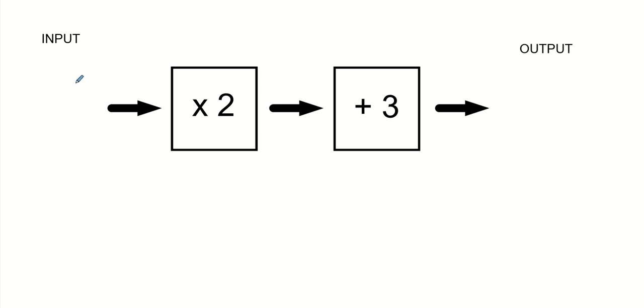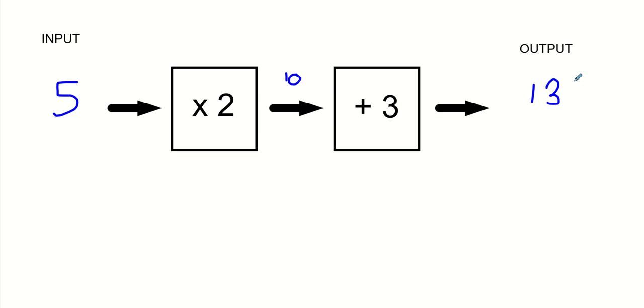As an example, if we have an input of the number 5, this is going into this function machine. The first operation that is being done to it is multiplying it by 2, which would give us a result of 10. And then after that, we're going to add 3, which will give us an output of 13. So with an input of 5, the output would be 13.